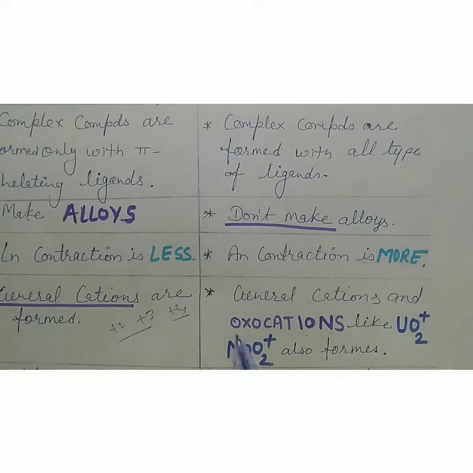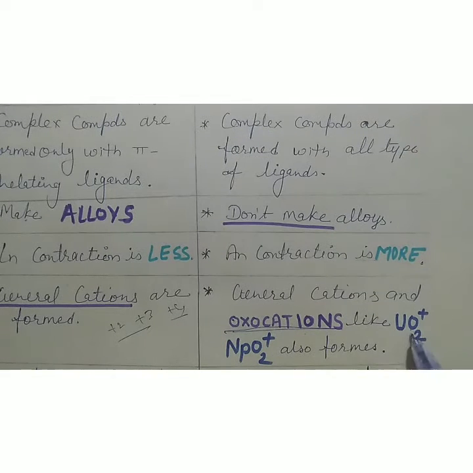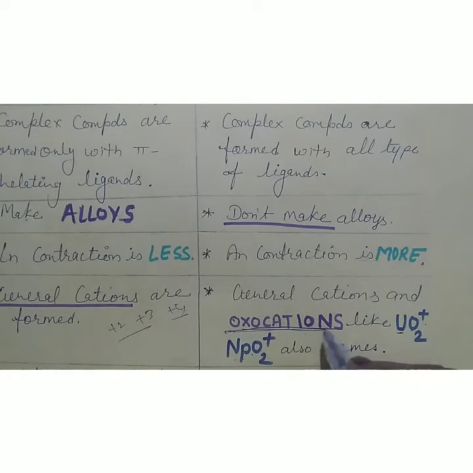But oxocations, it is the specialty, are also formed in high oxidation states of the actinide ions, like UO2+, whose oxidation state is +5, and NpO2+, +5 also formed. These oxocations are only formed in actinides, not in lanthanides.